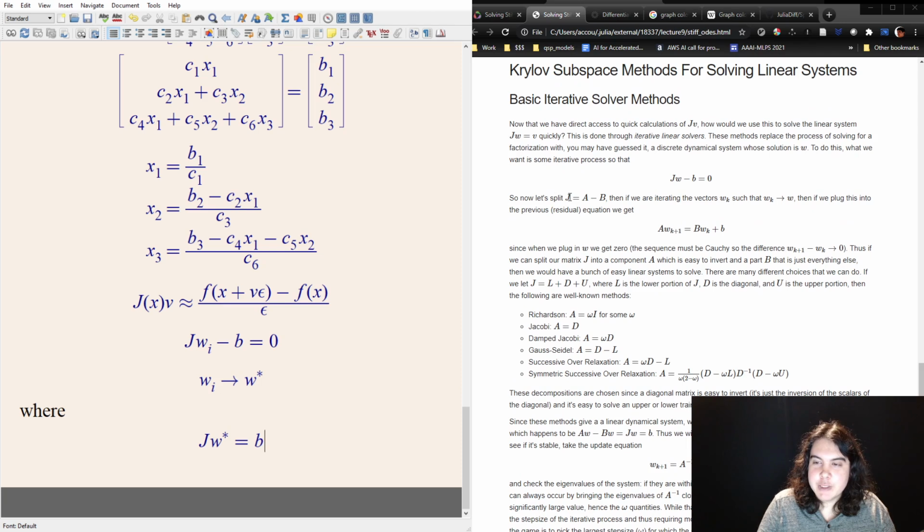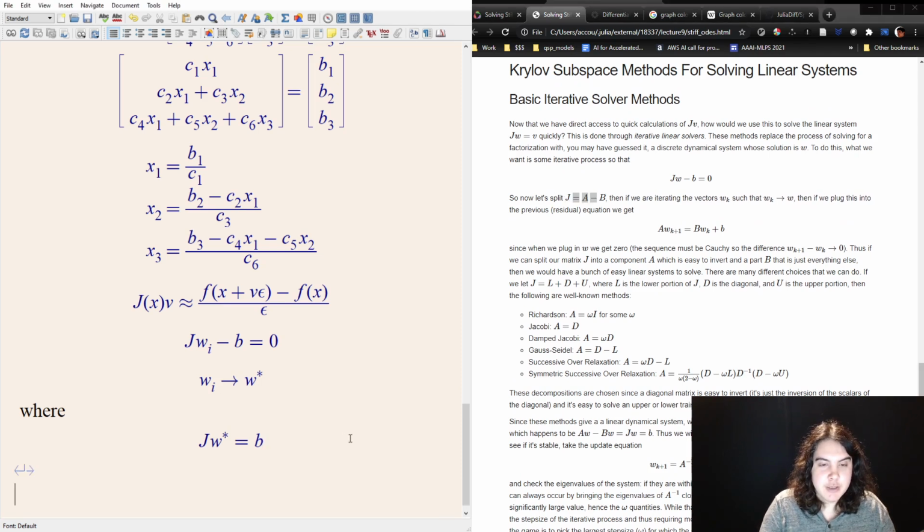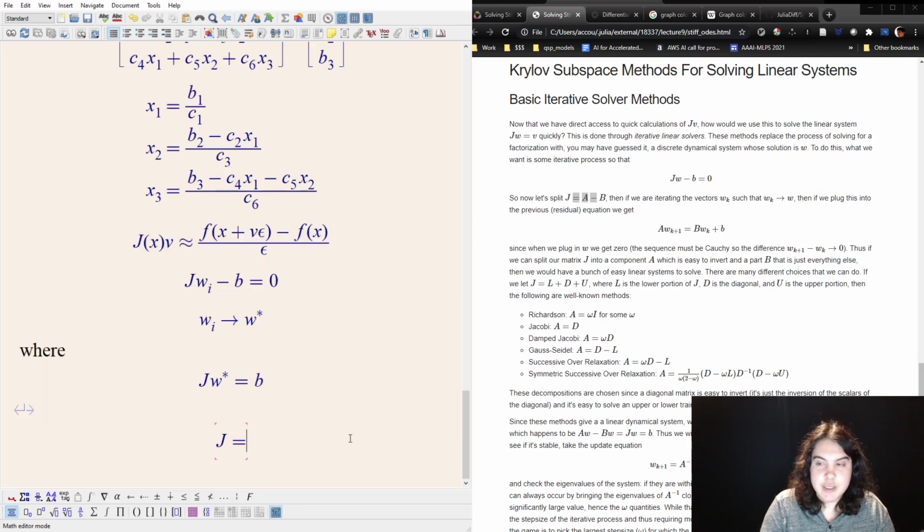The way that we're going to do this is, let's say we can split J into A and B. So let's say J equals A minus B. We'll come back in a second to how we define A and B. So if we do that, let's plug this into this. Let's write this down here.